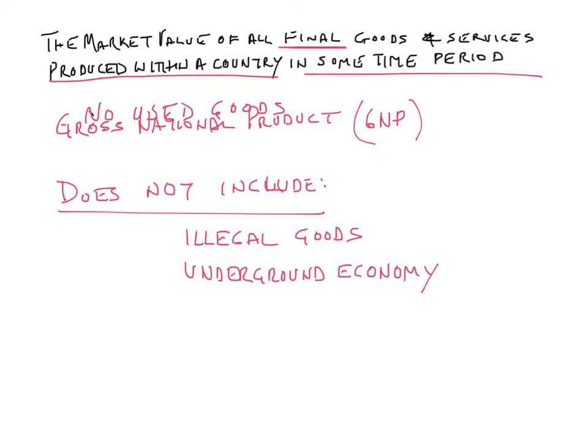GDP also does not include work you do for yourself. So in other words, someone comes over and paints your house for $1,000. You pay him, he reports it to the IRS. That is included in GDP, $1,000 worth. But if you go out and do it yourself, your labor is not included. Just the paint you buy would be included in GDP, but none of your labor.